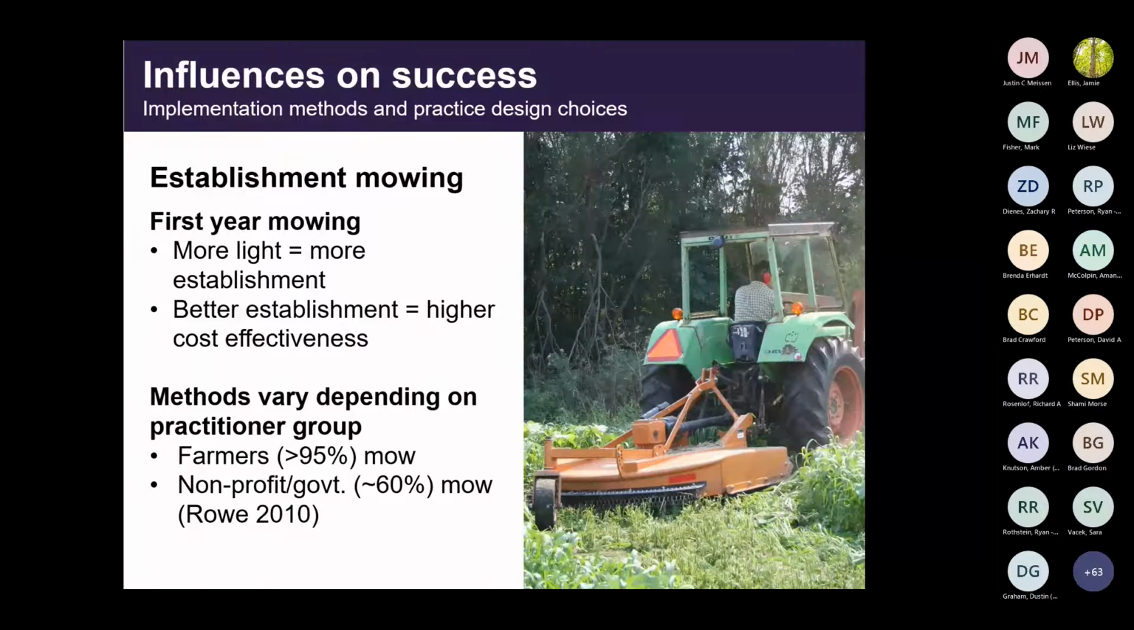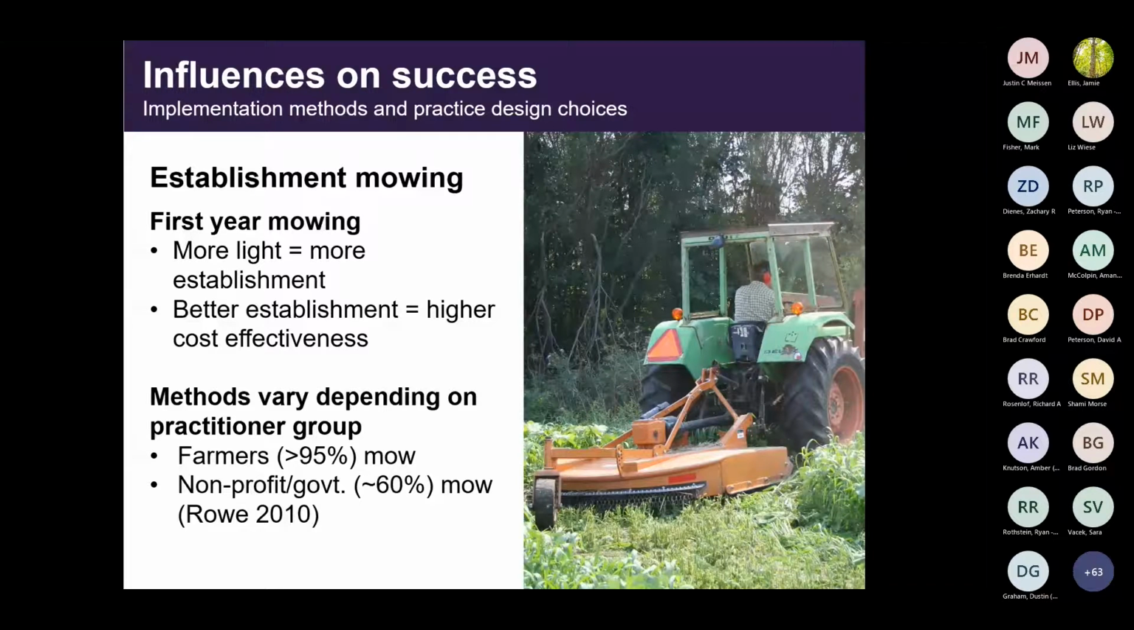First-year management can also influence costs and outcomes. Fast growing annual weeds are almost always a problem in post-agricultural sites. And if the annual weeds establish and become dominant before the prairie seeds germinate, that can reduce establishment diversity and increase long-term management costs. Previous research done by my predecessor here at the Tallgrass Prairie Center showed that mowing promotes establishment by increasing light availability, and that increased seedling survival significantly.